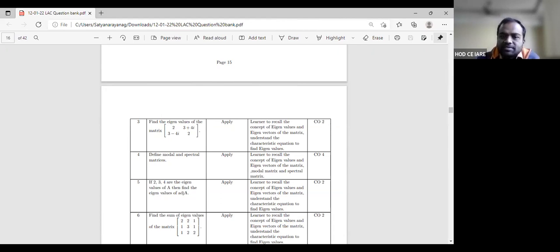Next, if 2, 3, 4 are the eigenvalues of a matrix A, then find the eigenvalues of adjoint A. Adjoint A అంటే మనకి it is statement యూజ్ చేసుకొని రాయాల్సి ఉంటుంది నాన్న. What is the statement for this? The properties of eigenvalues and eigenvectors. సో అదొకసారి నేను చదివి వినిపిస్తాను, మీకు అర్థమైపోతుంది.